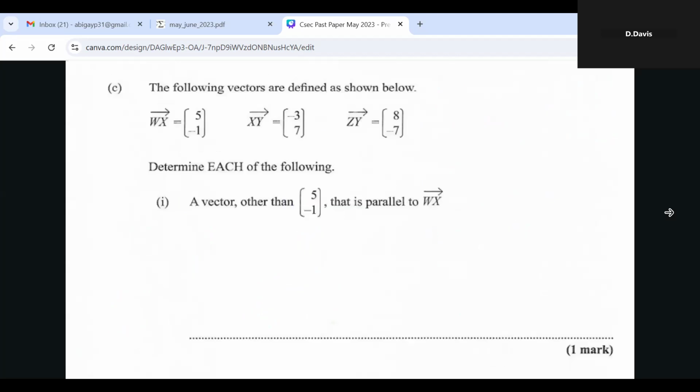All right, C, it says the following vectors are defined as shown below. Why am I going back to hieroglyphics? I don't understand this. Right, I do not know what any of this is. Have more to learn.